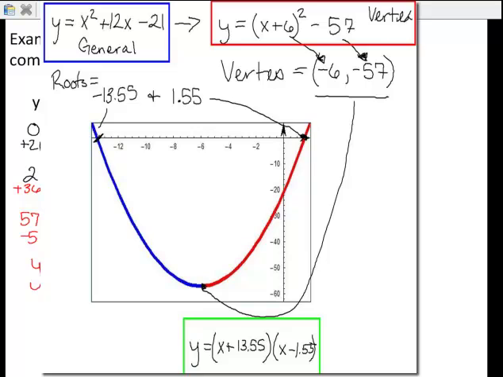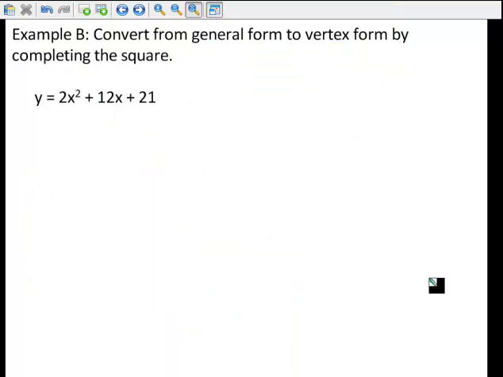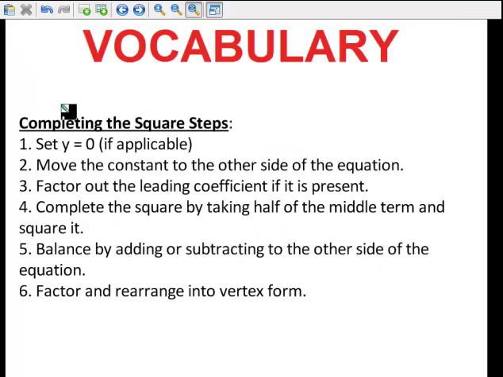Example B asks us to convert from general form to vertex form by completing the square. So for this one, we're going to have a little difference here because if you notice right away, we have a leading coefficient of 2. So we're going to use this step, factor out the leading coefficient. Okay, so if you look back at what we just did, we set the y to 0, we moved the constant to the other side, we completed the square, balanced it out, and then rearranged in vertex form.